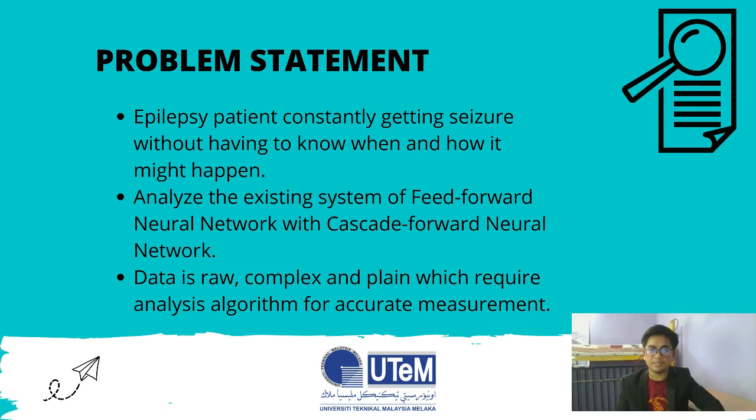The suitable epileptic seizure detection in EEG signals based on DWT can be used to analyze EEG signals at very different subbands and classify them using an artificial neural network. The existing method used, such as the feed-forward neural network, can be compared with the cascade-forward neural network to see whether the system is able to classify successfully. Lastly, the data is raw, complex, and plain, which requires an analysis algorithm for accurate measurement.